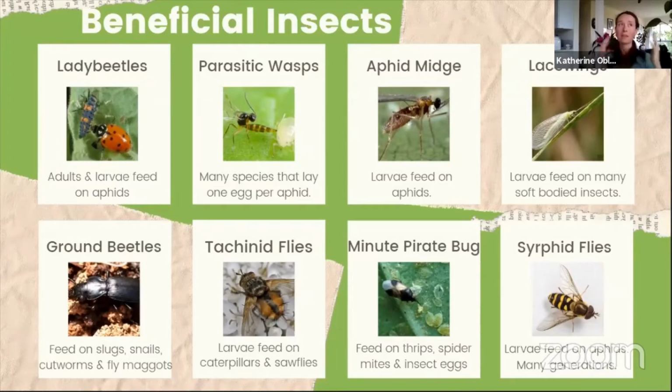Parasitic wasps, there are many different types and species, and they essentially lay their egg inside the aphid. Their egg then matures and pupates inside the aphid and then emerges.